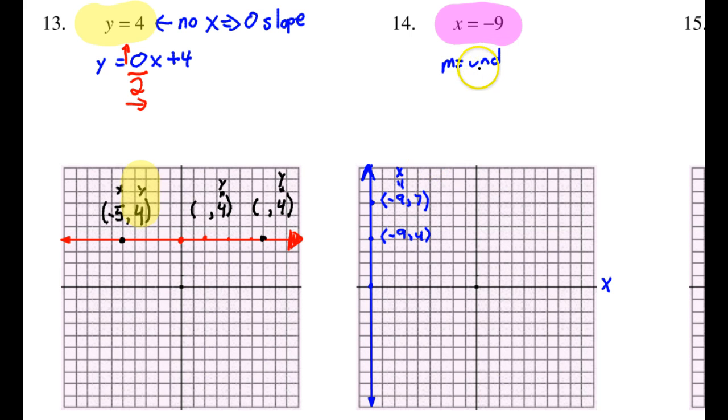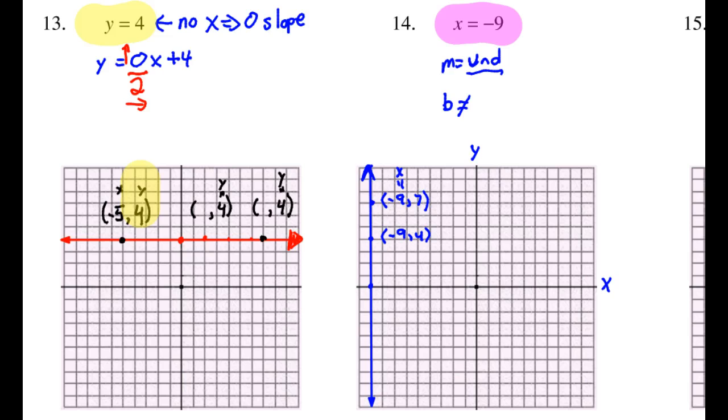Now the slope for these is technically undefined. Just write UND for the slope if you're asked that. And there's no way to use slope-intercept. Slope-intercept starts with y equals, right? But there is no slope-intercept. There's no slope. It's undefined. And there's no y-intercept since it does not cross the y-axis. That's why we cannot use slope-intercept form here.